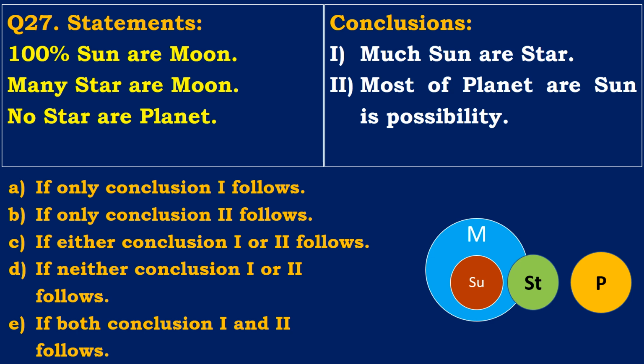There is a possibility of some planet being sun. Hence, conclusion 2 is correct. As a result, only conclusion 2 follows the statement. Hence, option B is the appropriate answer.